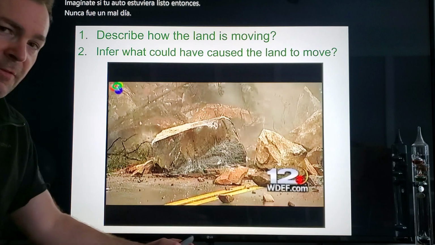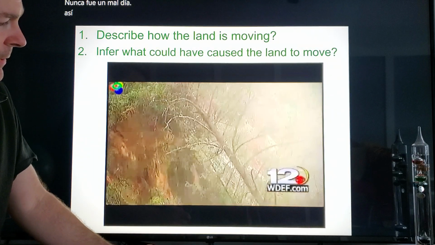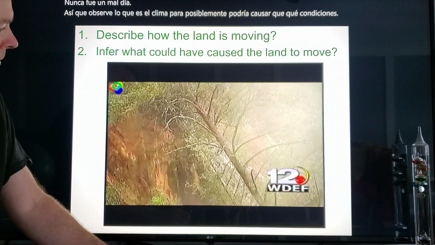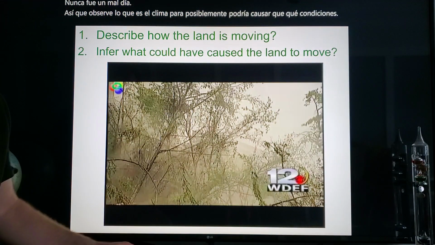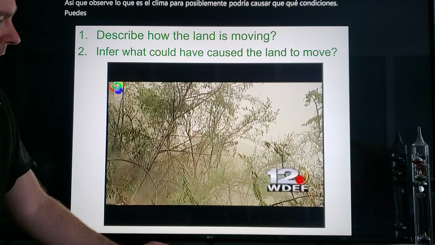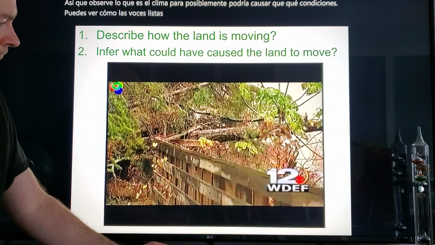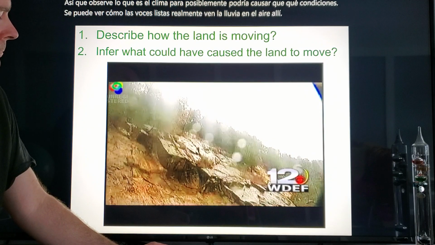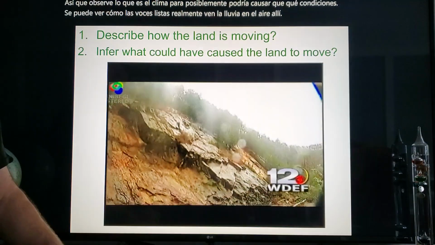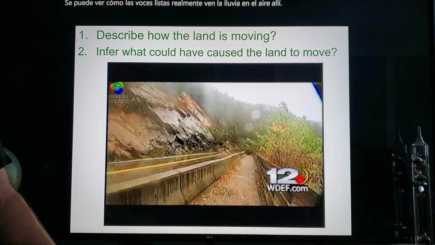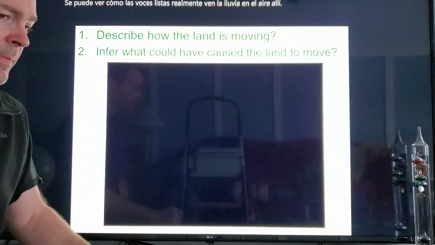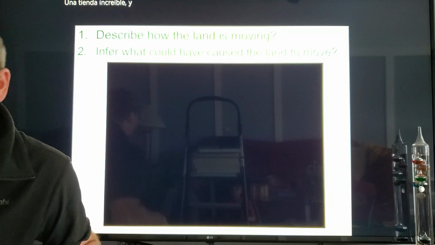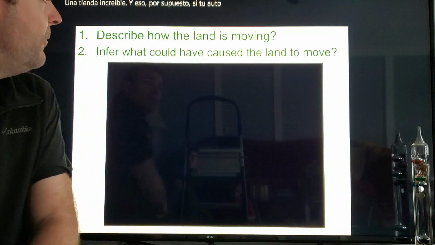Alright, so observe what's the weather like, what possibly could have caused that, what conditions. I think everybody can see how moist it is, right? You can actually see the rain in the air there. Pretty amazing stuff. And that, of course, if your car was in the way, certainly would have swept it right off the highway.